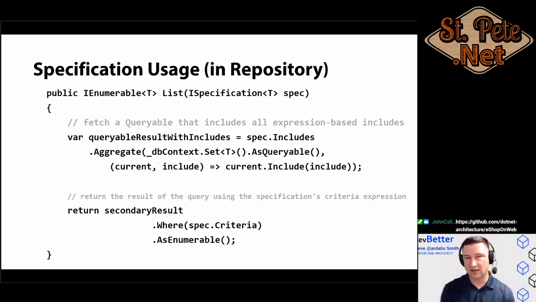Specification usage, this is how you might use a specification inside of another method. So you've got a list method that takes in a specification. You can create a queryable result that has all the includes that the specification has, and then create a secondary result and then say where with some criteria. So this is just an example of a really simple way to use specification. If we look at the NuGet package, and hopefully we have some time, I'd like to show you some more actual samples in some code. But it's pretty easy to do this, and the real one has a bunch more features than just this.